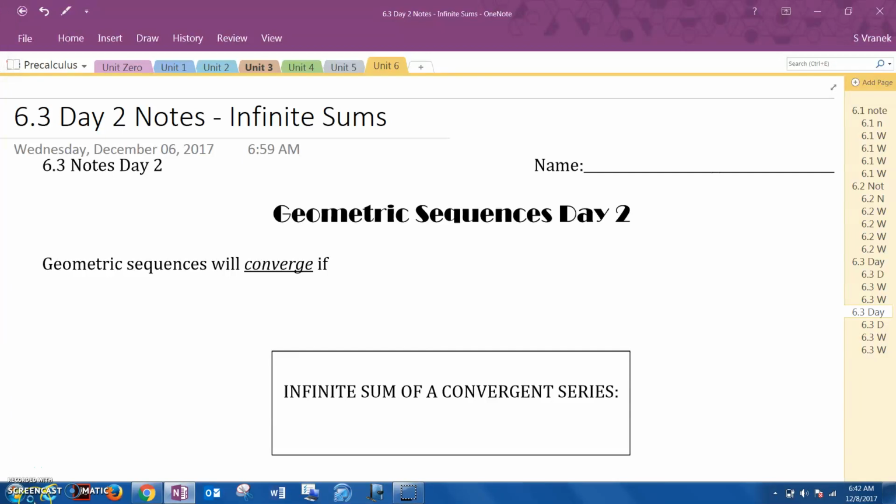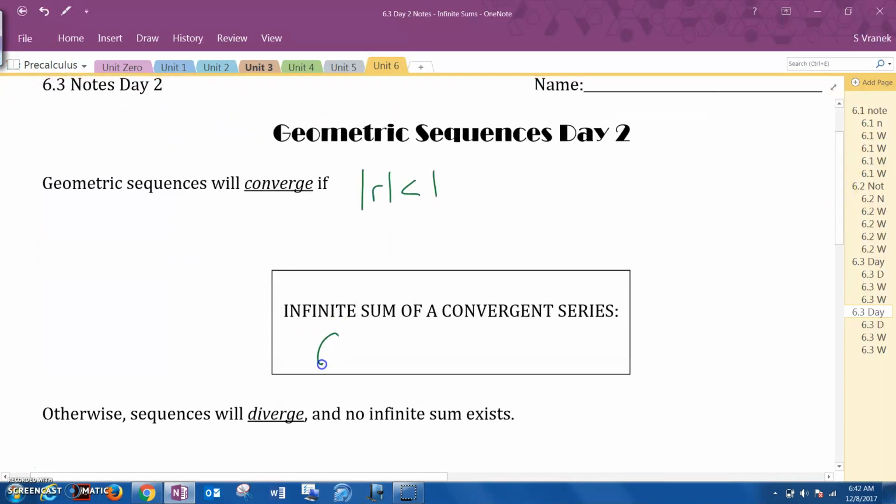Good morning, class. Today we are doing geometric sequences, day 2, which we are just talking about infinite sums. Geometric sequences will converge. And by the way, converge means it'll approach and get to a sum if the absolute value of the common ratio is less than 1. And that should make sense because if I'm multiplying by 1/2, the number is going to keep getting smaller, smaller, smaller until eventually we're almost at 0. And because of that, that turns our old formula into a new formula.